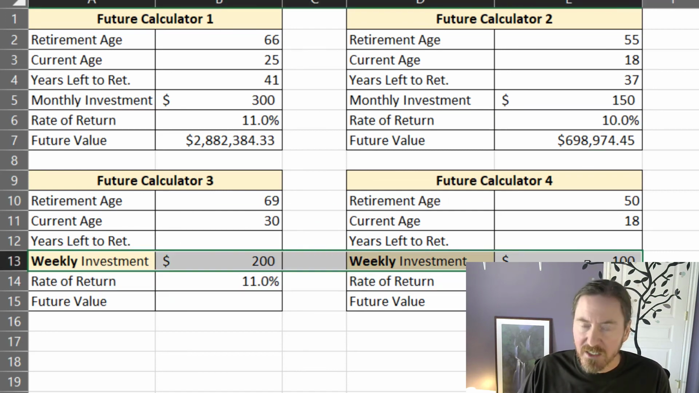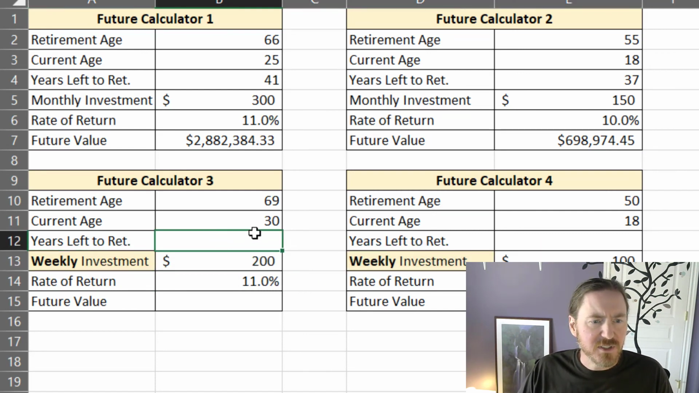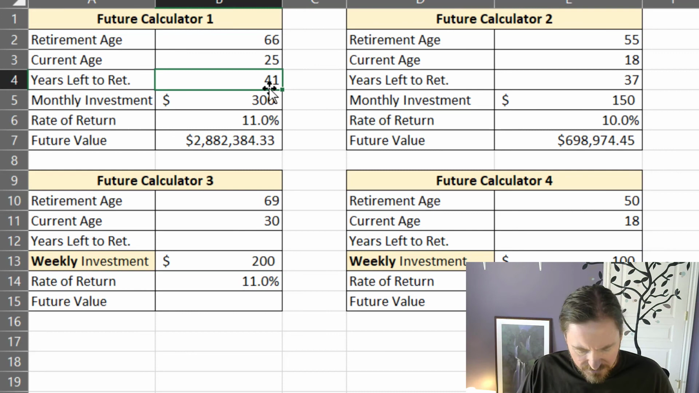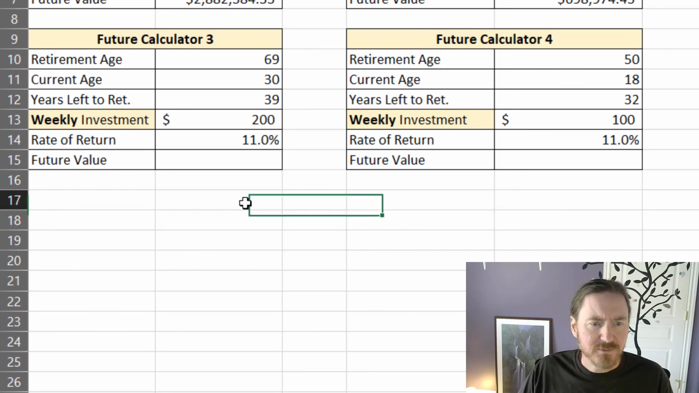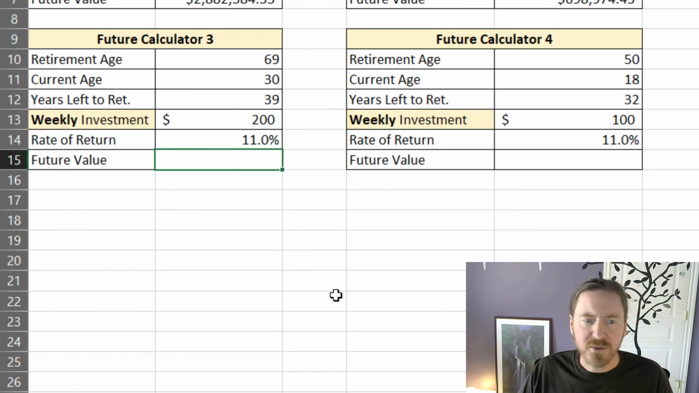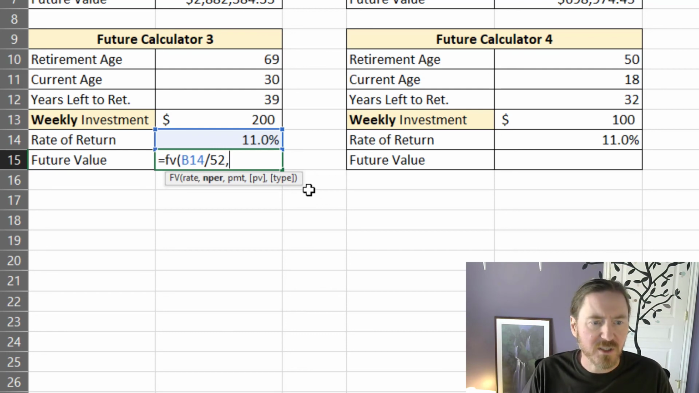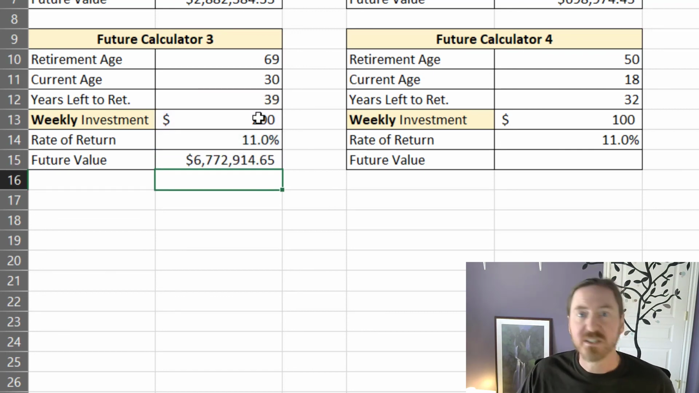Now, these are weekly investments, so let's figure these out. Years left, well, these are going to be easy, so I'm just going to take my years left up here, copy that, paste, and those are going to be accurate. 39-year time horizon, 32-year time horizon. Let's get to work. Both of these are weekly, so I should just be able to do one, right? Equals, let's see, future value. The rate is going to be my annual rate divided by 52 weeks per year, comma. Number of periods is years left, times 52, comma. Payment is negative weekly investment. Closing parentheses, press enter, perfect.